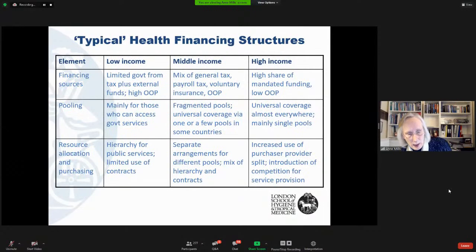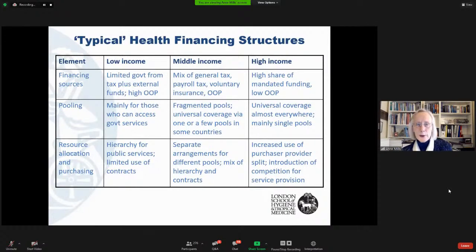So, at the risk of really gross generalizations, I've put here, to end my summary of the financing function, something about what I see as typical health financing structures by country income group. In low-income countries, you tend to find limited government funding from tax, plus external funds, plus high out-of-pocket payments.